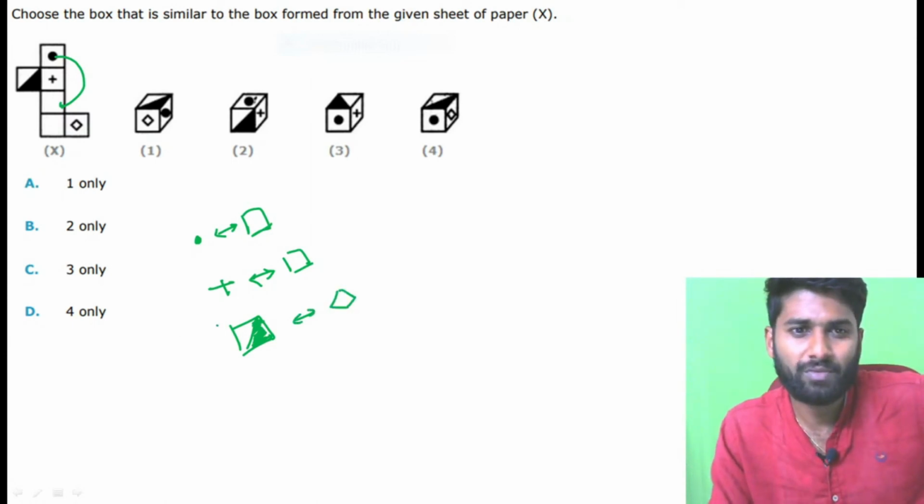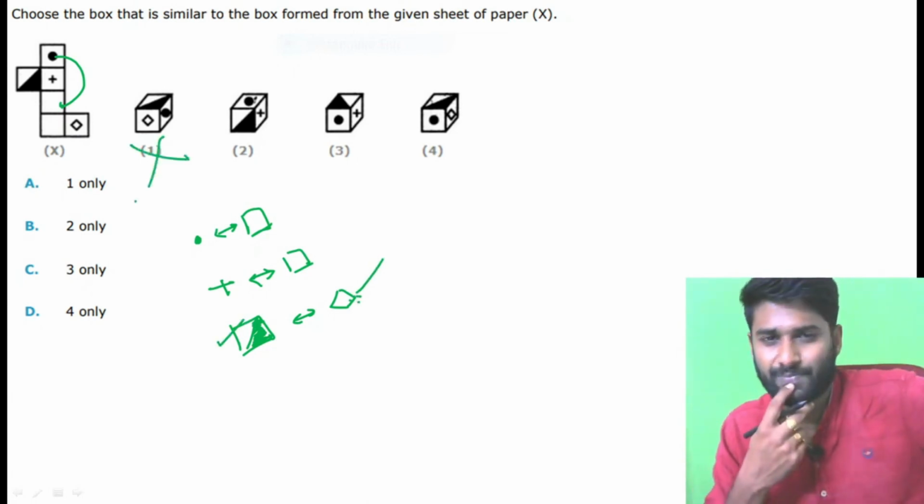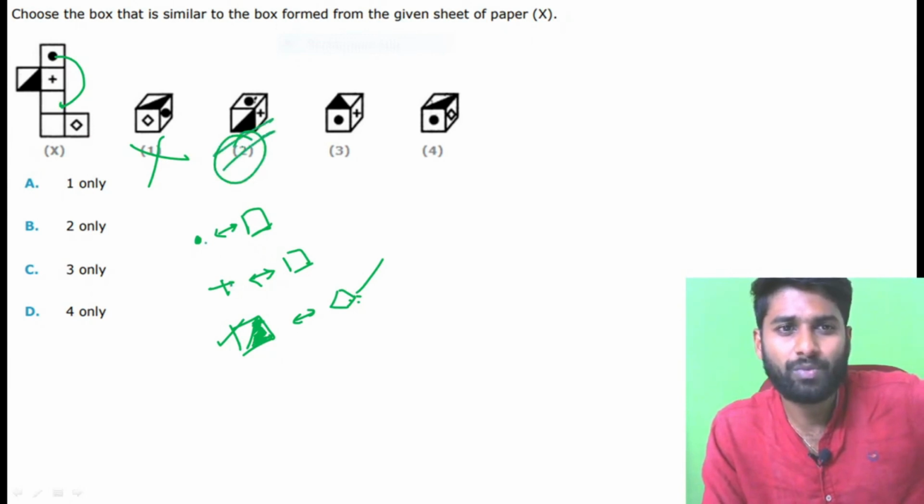If you go through option number 1, they have given this shape and this symbol also. If two symbols are already decided to be opposite, they can never be adjacent. Definitely 1 is eliminated. Go through the second one, guys. The second one gives a shape, plus and dot. So 2 is the possible answer.